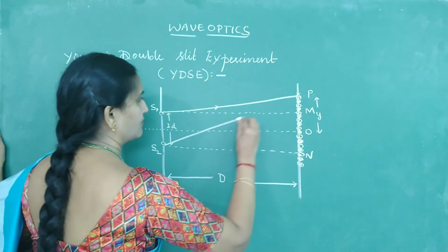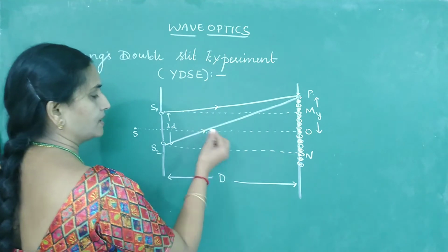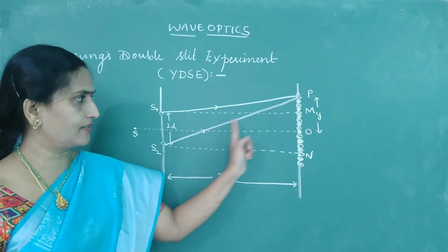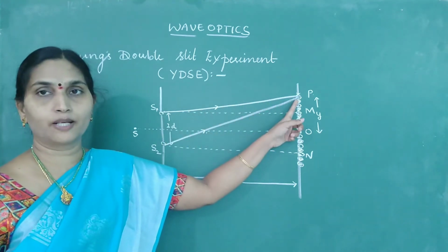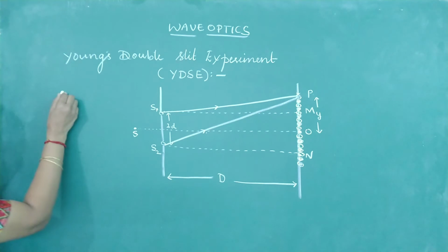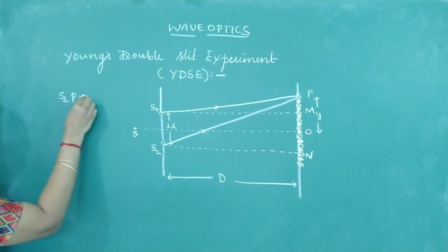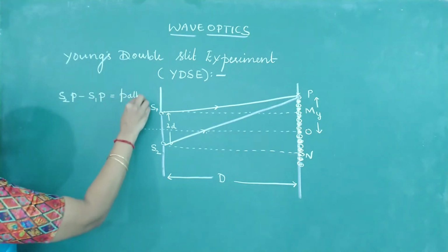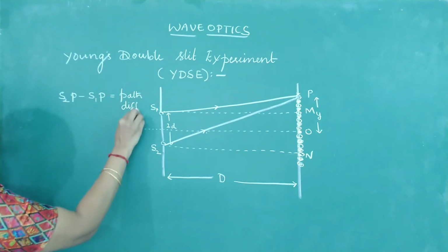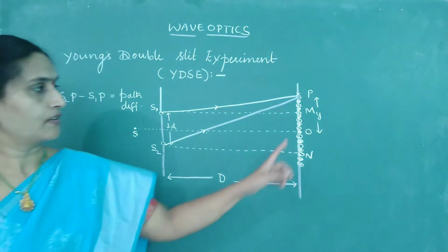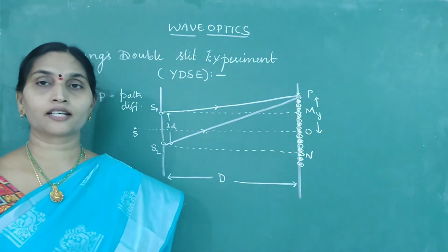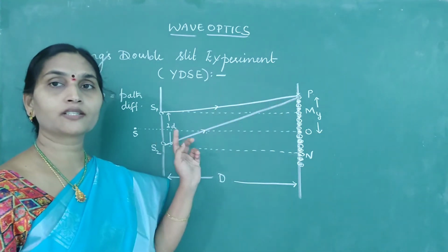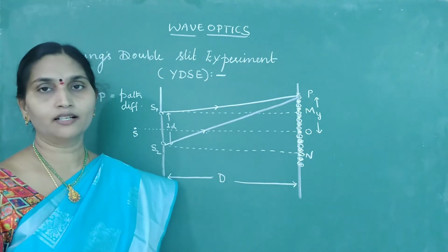And this is a line joining S2 to P. So what is the path difference between these two waves? See, S2P is travelling more distance when compared with S1P. So S2P minus S1P we call the path difference, because this path difference is going to decide whether the point P is bright or dark. As we have discussed, if path difference is nλ, it will give you a bright fringe. If path difference is (2n minus 1)λ/2, it will give you a dark fringe.